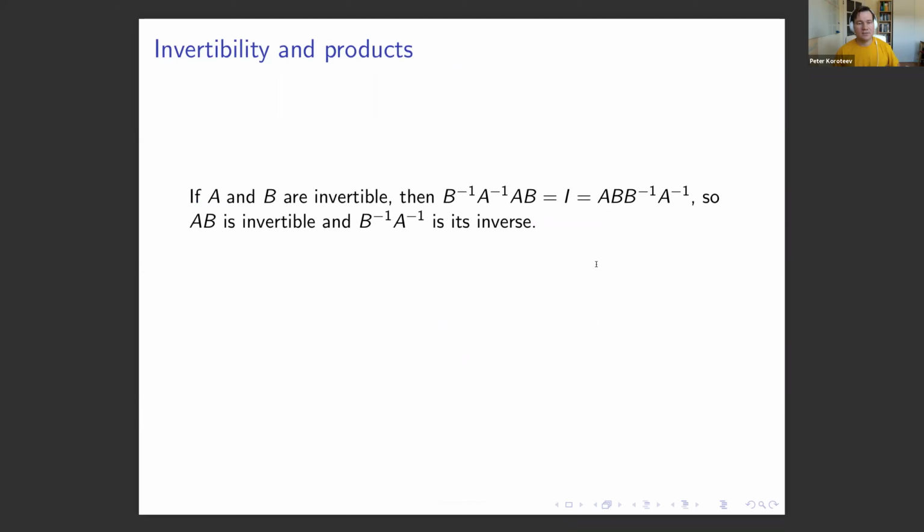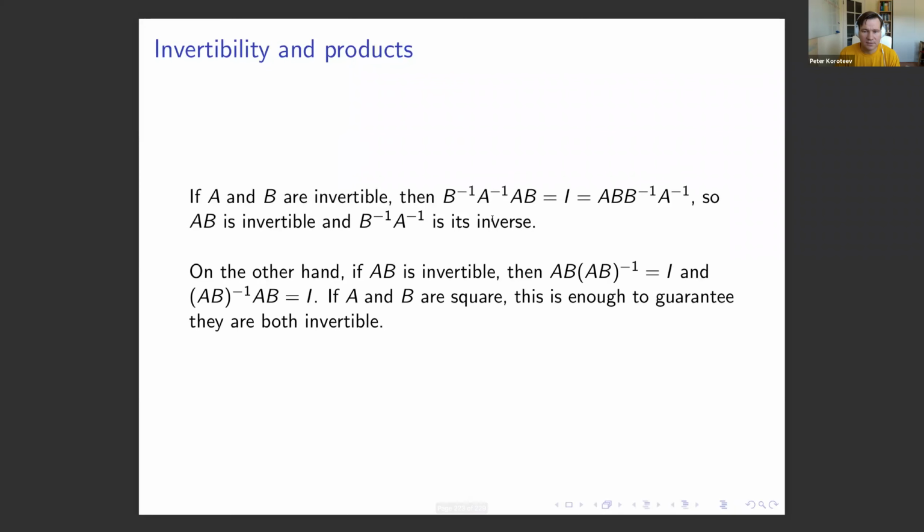Now, if two matrices A and B are invertible, then several identities are true. If you multiply B inverse A inverse A B, this is equal to the identity matrix I, or if you multiply them in the other order, A inverse A is 1, and then we can move it up front, and B inverse B is 1, so this is 1. Because of this, AB is invertible and B inverse A inverse is its inverse. In other words, when you invert the product of matrices, you need to swap the order of the matrices in the product. So (AB) inverse is B inverse A inverse. For square matrices, it's enough to guarantee that they're both invertible.